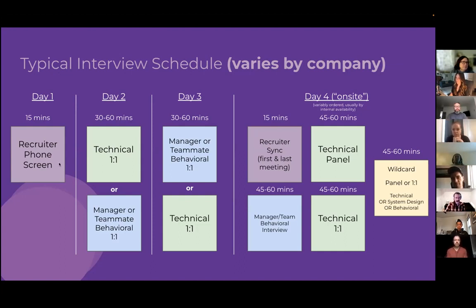And as long as you get a thumbs up from that phone screen, typically you'll move on to a second day, which might consist of a 30 to 60-minute technical one-on-one interview, or maybe they'll start off with a manager or teammate behavioral interview. So you might see one or the other first. You might have another follow-up, likely flip-flopping whichever one you did. If you already had a technical, you might do a behavioral before they decide to call you in finally for day 4, which is the on-site.